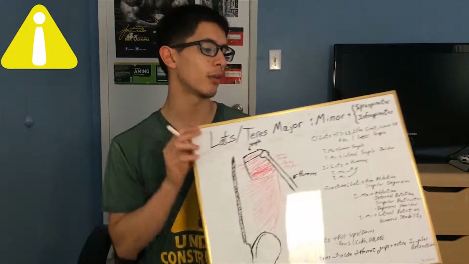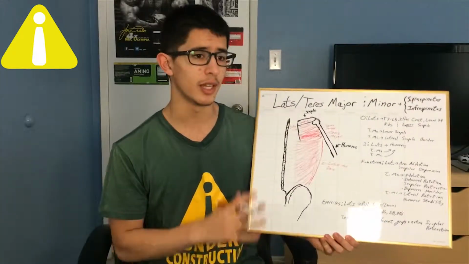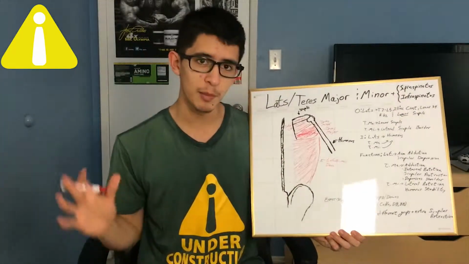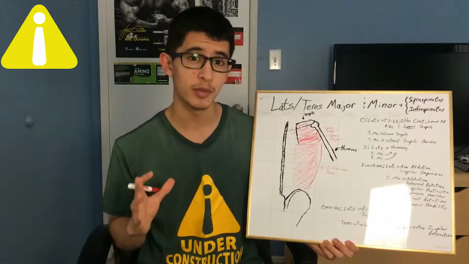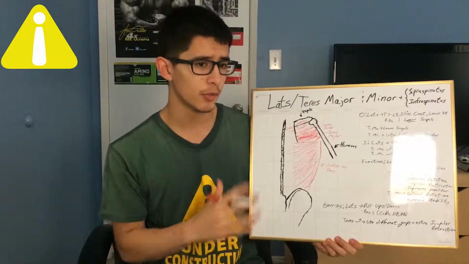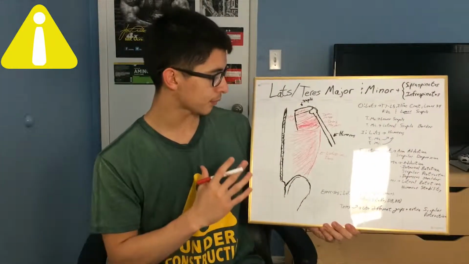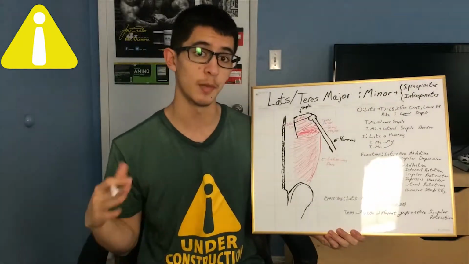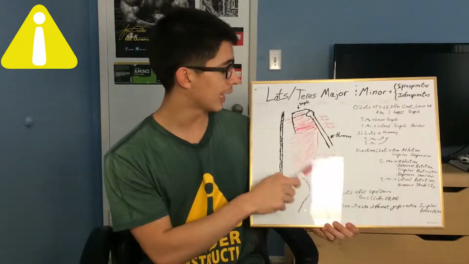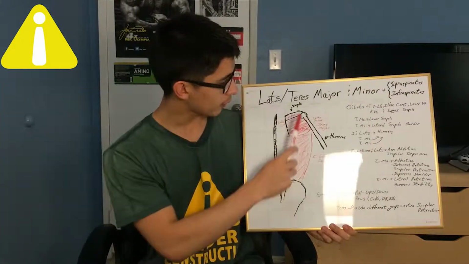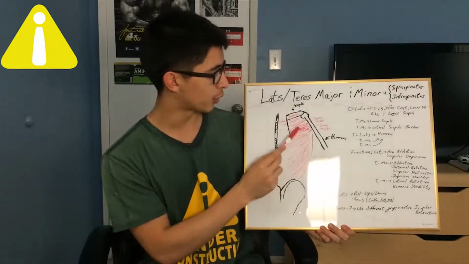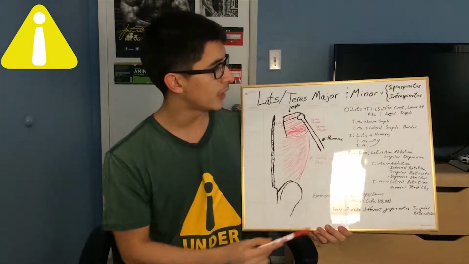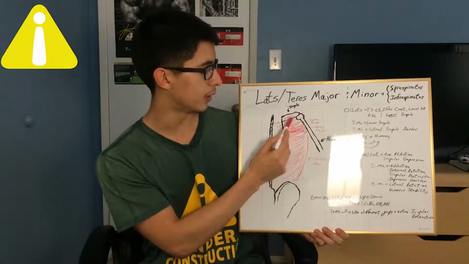So I drew a diagram as best I could, and it was kind of complicated to draw because there are so many muscles in the back and they are overlapping. So I did the best I could to draw the select muscles that I chose. So we have the lats, or Latissimus Dorsi, the Teres Major and Teres Minor, which are right here, and then the Supraspinatus and Infraspinatus, which are up here.